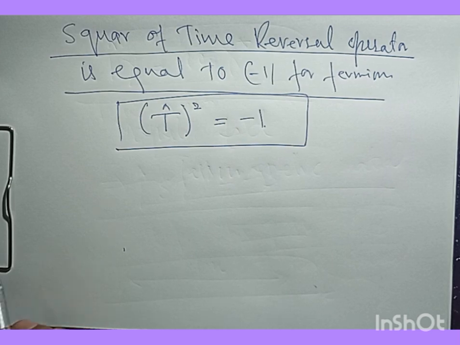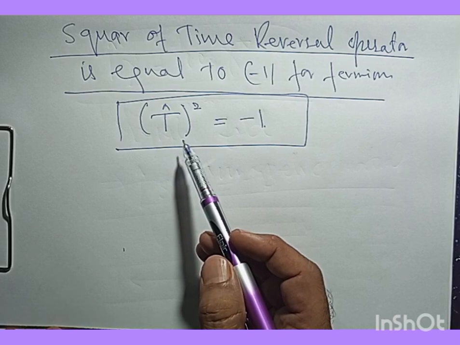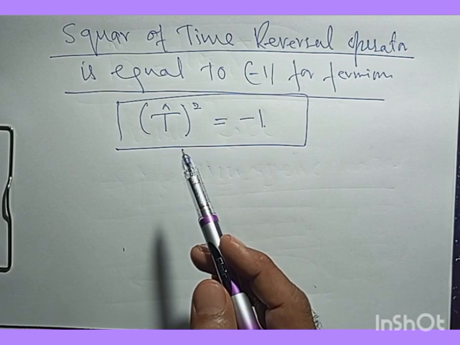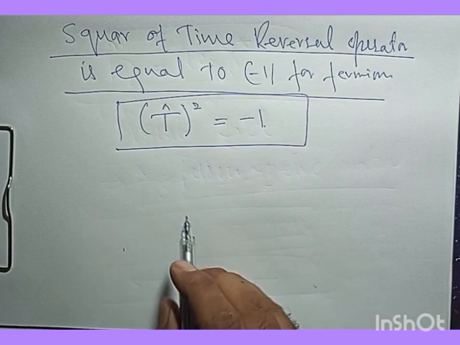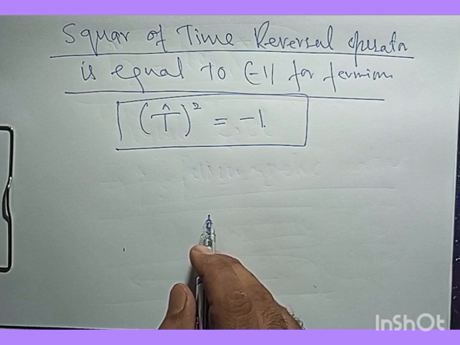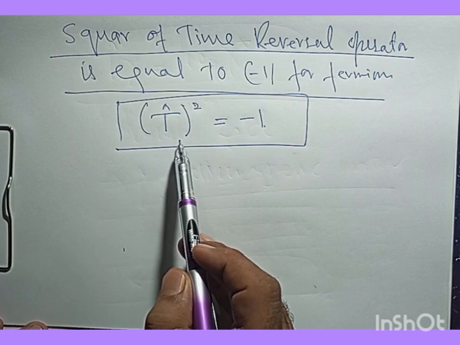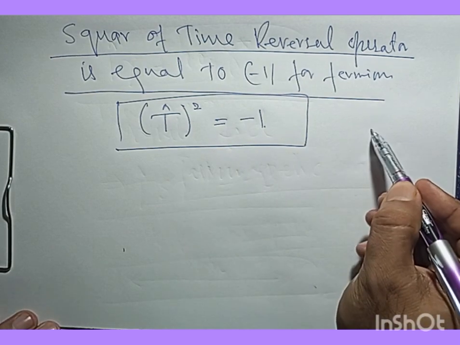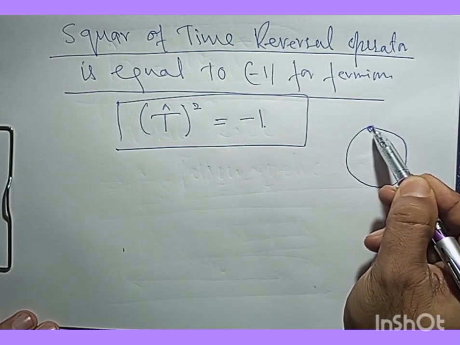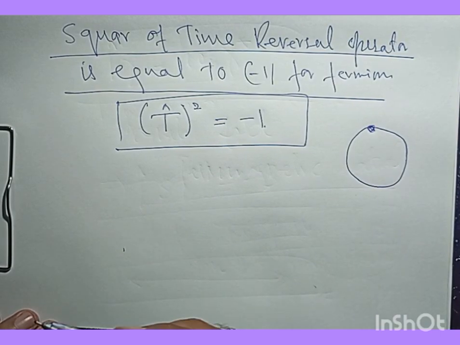The key idea here is that the time reversal operator is anti-unitary and acts differently on systems with half integer spins, like what we call fermions, compared to integer spins, for which its square is equal to plus 1. For half integer systems, the square of the time reversal operator is minus 1, which means that applying time reversal twice does not return the system back to its original state. It takes the system to a state that differs by a phase equal to minus 1.